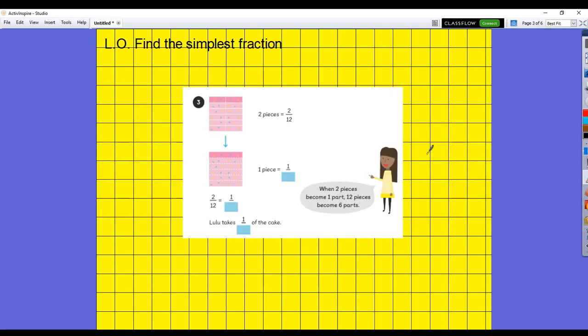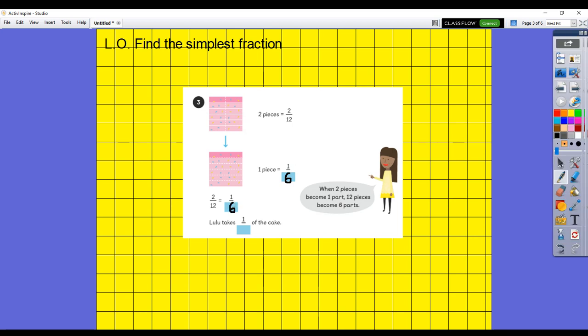Okay, so this girl here, we know that she has 2 pieces of the cake. So if we split this into now 6, we can say that 2 pieces is the same as 1 out of 6. We've got 6 altogether. 1, 2, 3, 4, 5, 6. Okay, so we've got 1/6.